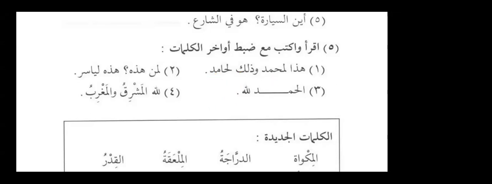The word هذا is a demonstrative pronoun, so it is معرفة. This is a sentence. هذا لمحمد. This is for Muhammad. وذلك, the word ذلك is a demonstrative pronoun, so it's معرفة. ذلك لحامد. So this is another sentence. So the first one, هذا لمحمد, is a nominal sentence. وذلك لحامد, ذلك لحامد is another nominal sentence. So there are two nominal sentences here.